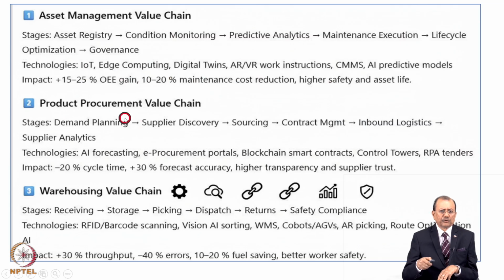This is a procurement value chain: demand planning, supply discovery, sourcing, contract management, inbound logistics. And these are technologies which probably will be used in this kind of value chain. And then this will be the expected impact. These are all indicative numbers that can be realized with the help of these technologies. And similarly, the warehouse value chain is also shown over here.